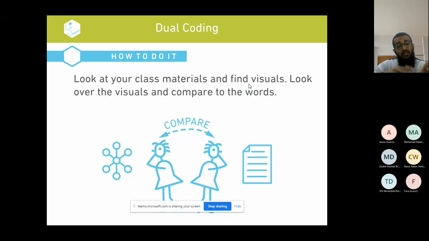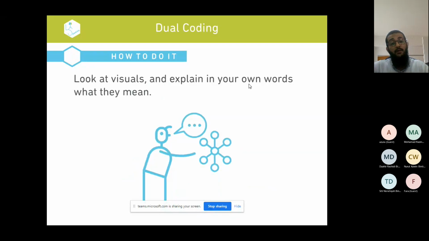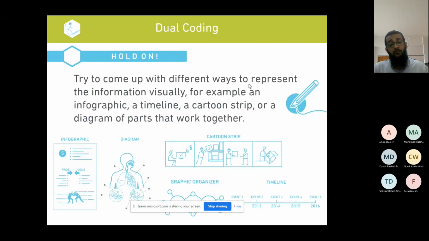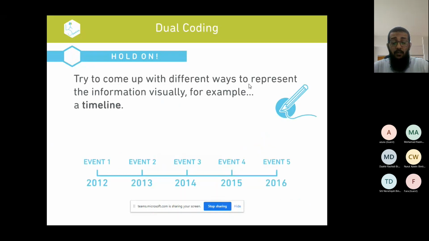Whether you like diagrams best or whether you like the sound or the voice best, if you have new information, just use both modalities. Use the visuals and use the textual information, and that will be good for everybody, whatever their preferences are. So look at visuals and explain in your own words what they mean, and take information that you are trying to learn and draw visuals to go along with it. If you find text, you produce visuals. If you find visuals, you produce text. That's the idea here. Try this as much as possible.